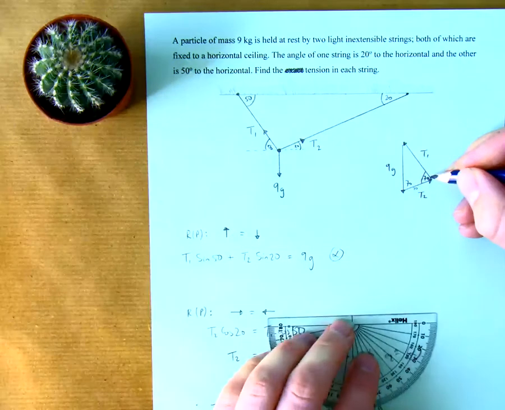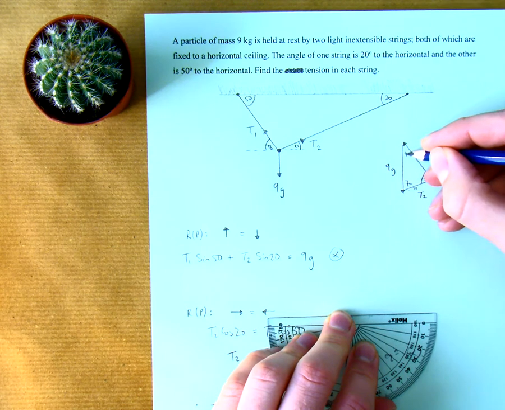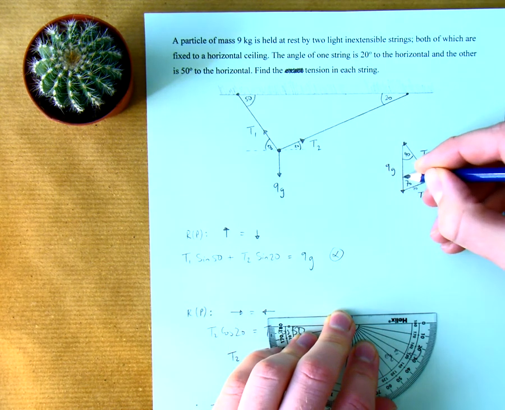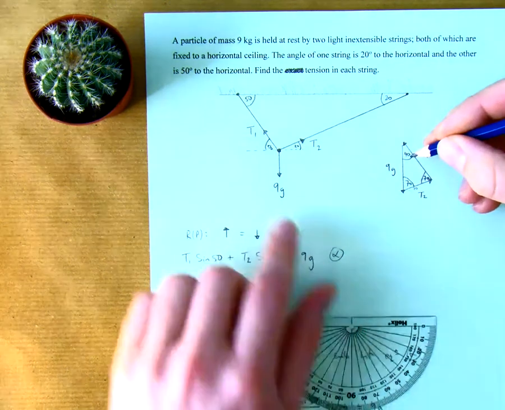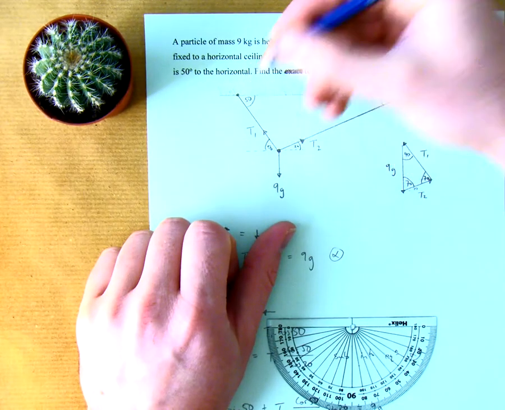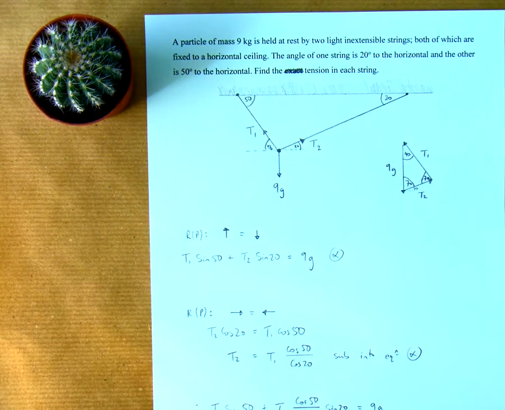And then we also know that this angle must be 40. We know that because angles in a triangle add to 180, but we also know that the 40 is this angle here. So now we've got that, we can use the cosine rule or the sine rule to figure out what T1 and T2 are.